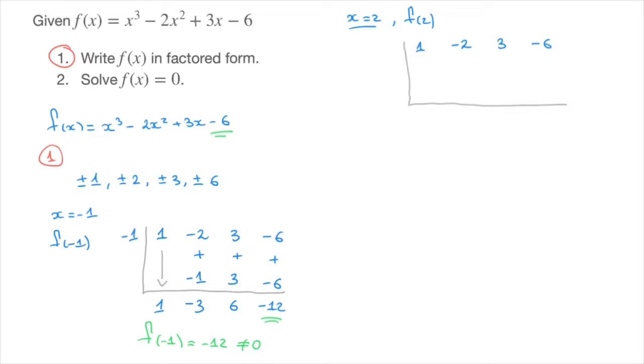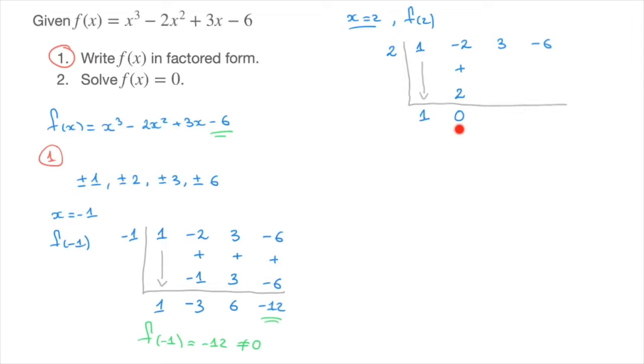I'm evaluating f of x when x equals 2, so I write 2 on the upper left-hand side of the table, and I now carry down the 1 to the bottom of this table here, like so, and now we can get started. So 1 times 2 equals 2. I now add this 2 to the negative 2 above it. That's negative 2 plus 2, which equals 0.